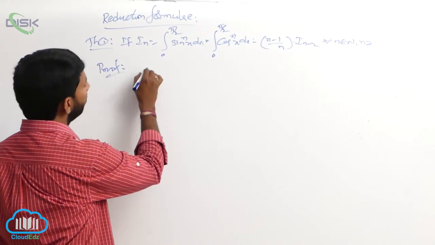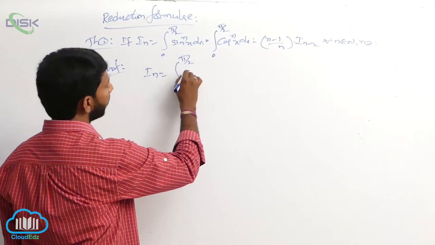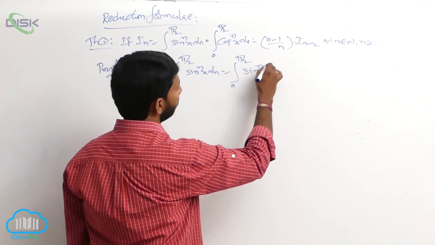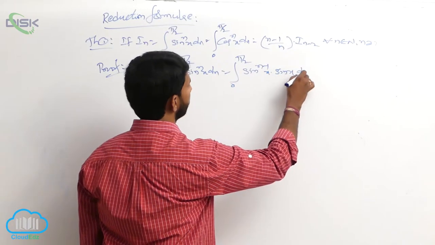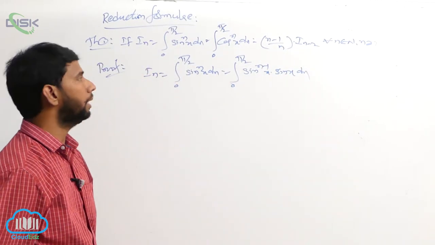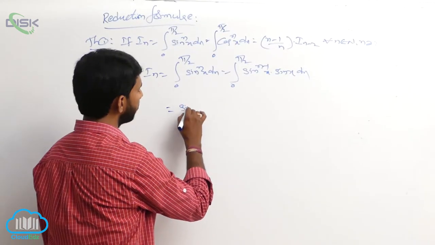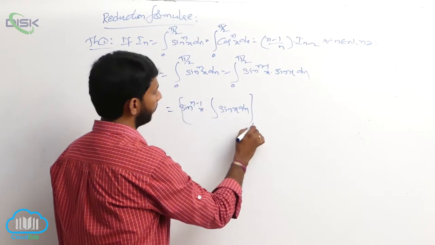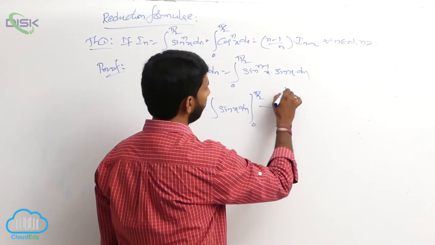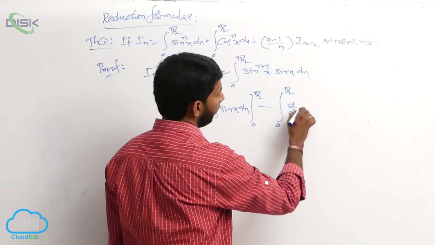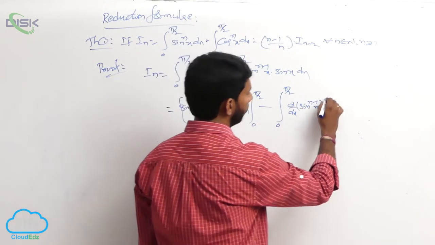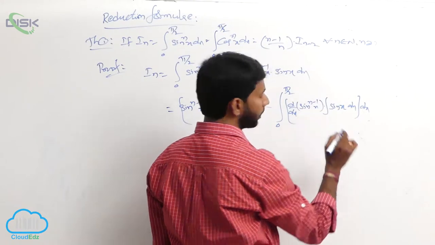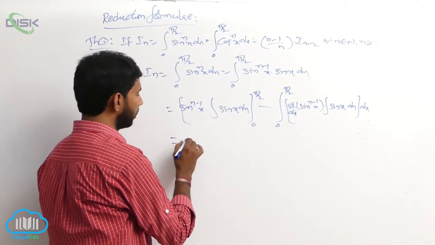The proof is: if I n is equal to integral 0 to pi by 2 of sine power n x, sine power n x can be written as integral 0 to pi by 2 of sine power n minus 1 x into sine x dx. Apply integration by parts. Here the first function is sine power n minus 1 x into integral of sine x dx over the limit 0 to pi by 2, minus integral 0 to pi by 2 of d by dx of sine power n minus 1 x into integral of sine x dx, whole dx.